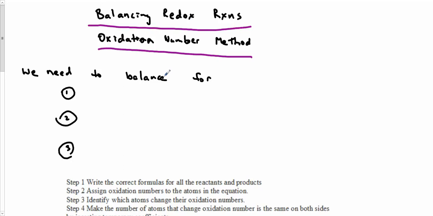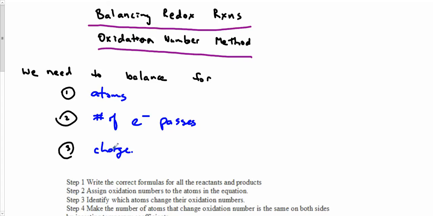Okay, there are two ways to balance redox reactions. One of them uses oxidation numbers. When we are balancing these redox reactions, we need to balance for atoms, which is all you know about balancing to this point. We also need to balance for the number of electrons passed. One thing is going to be oxidized, something else is going to be reduced, and the number of electrons that one is giving up and the other one is receiving have to be balanced. And also charge.